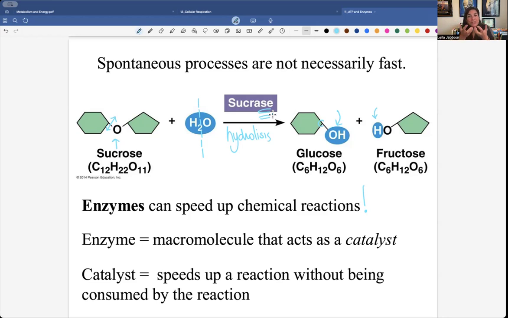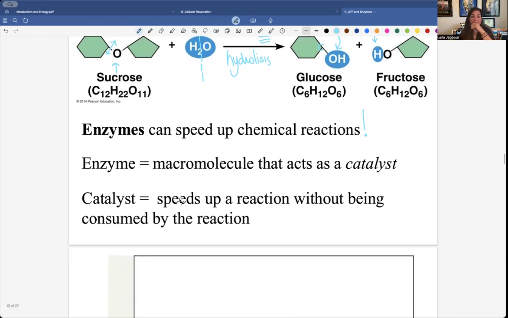If sucrase wasn't there, that couch bringing these two reactants together wouldn't exist. And these reactants would be so far apart, they would never see each other, and it wouldn't happen. So that's what the enzyme does. It brings the reactants very close together so the reaction can spark and take place.